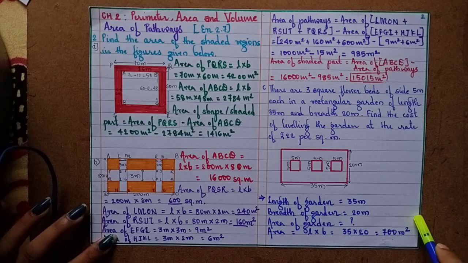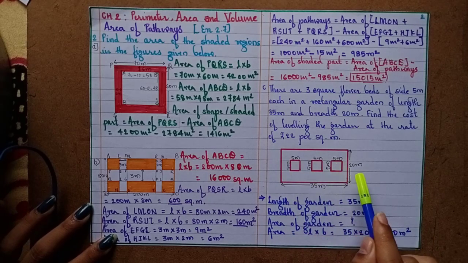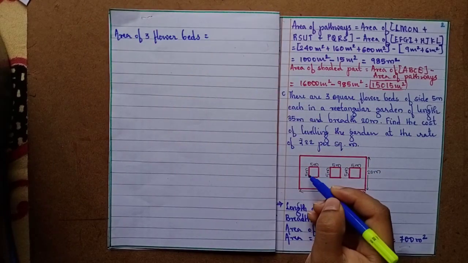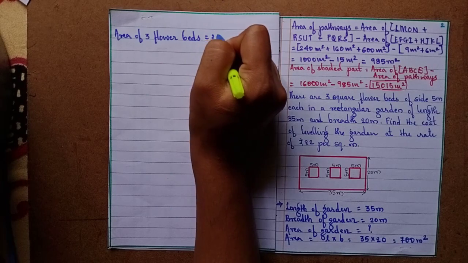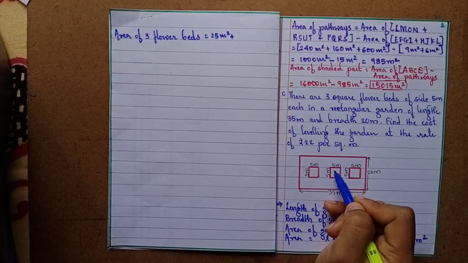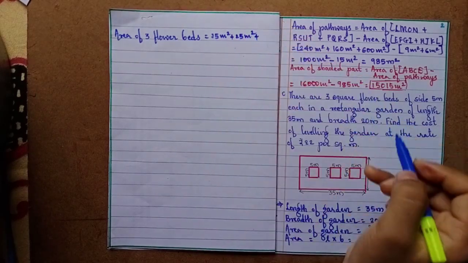Now what we have to find? Area of flower beds. Okay, area of all flower beds we shall find. Area of 3 flower beds equal to, area of each is 5 into 5 is 25 meter square, plus the area of one more flower bed, 5 into 5 is 25 meter square, plus 25, 5 into 5 is 25 meter square.